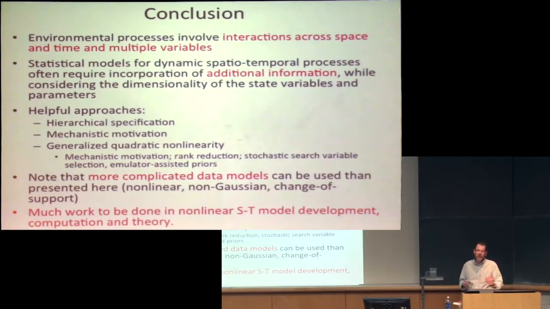You know, the days of being able to do that in statistics are over in high dimensions, right? It's sort of the antithesis of statistical learning, right? It's augmentation rather than learning. Hierarchical specifications are crucial for this. Mechanistic motivations, and then I talked about quadratic nonlinearity. These things don't have to just be Gaussian. You can use other kinds of error structures if you're willing to put up with the computational burden.